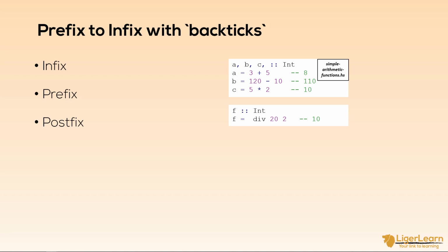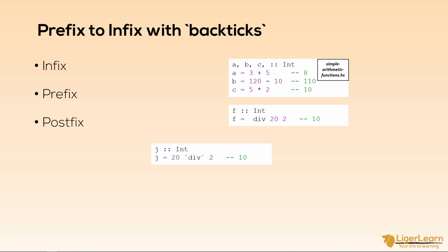This is when the function name comes after all of its arguments. This is not used in Haskell at all, and so we can just ignore it. I'm just mentioning it for the sake of completeness. A cool feature of Haskell is that you can turn a prefix function into an infix one by surrounding the function name in backticks. Let's take a look at this.